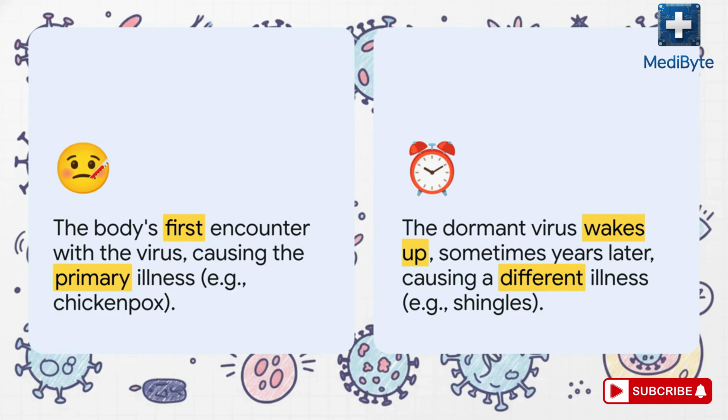And this hiding ability, this dormant state, that's what makes reactivation possible. So your initial infection, that's the first time your body ever sees the virus, is when you get sick with something like chickenpox. But then, years, maybe even decades down the road, that sleeping virus can suddenly wake up. And when it does, it can cause a completely different illness, like shingles. The crazy part is the virus was there the whole time, just waiting.